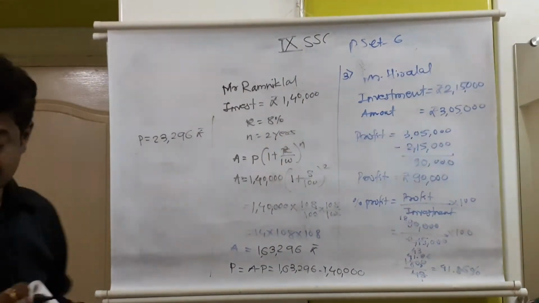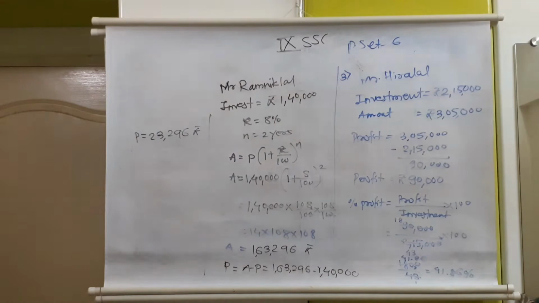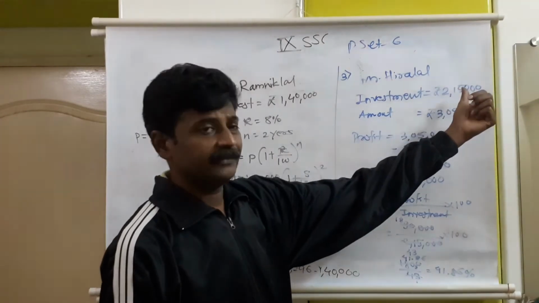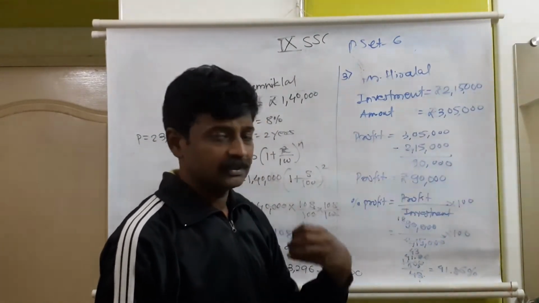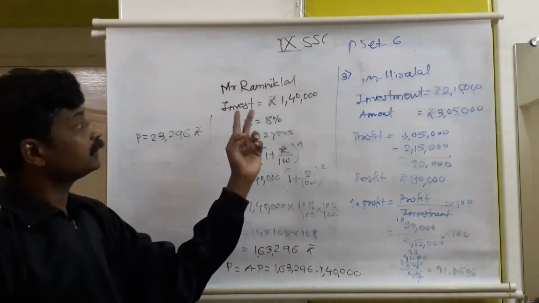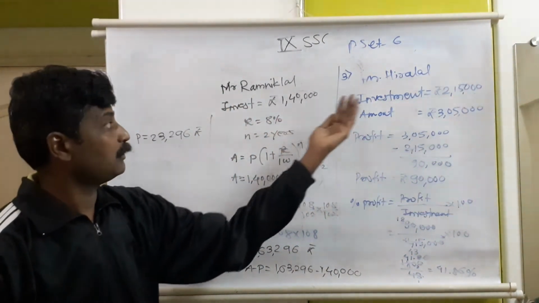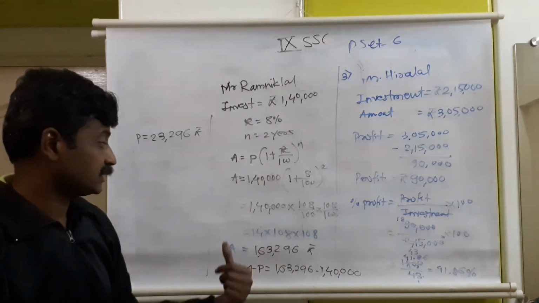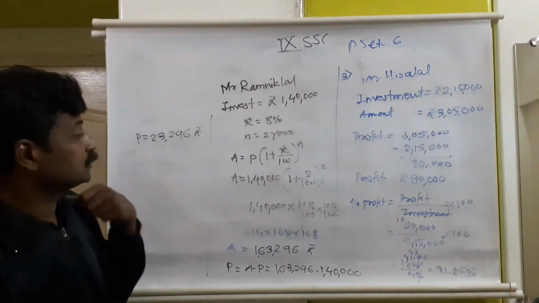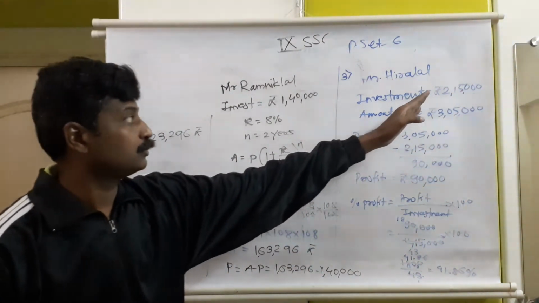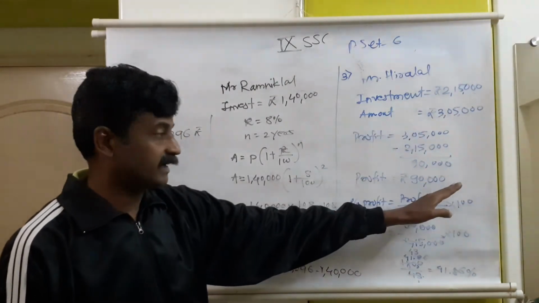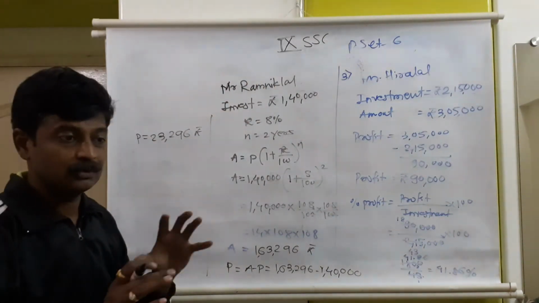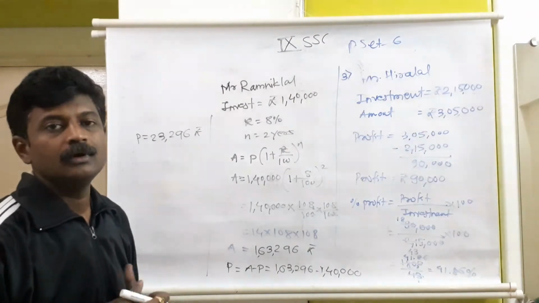As the amount of investment is different, the amount of profit will also be different. Investment for Hira Lal is 2,15,000. He is getting back 90,000 as a profit. But here the investment of Mr. Ramnik Lal is 1,40,000, near about half as compared to him, and he is getting back 1,63,296, and his profit is here 23,296. So directly we cannot compare. On 2,15,000 he is getting back 90,000, and on 1,40,000 Ramnik Lal is getting back 23,296. How to compare them? Convert them into percentage profit.